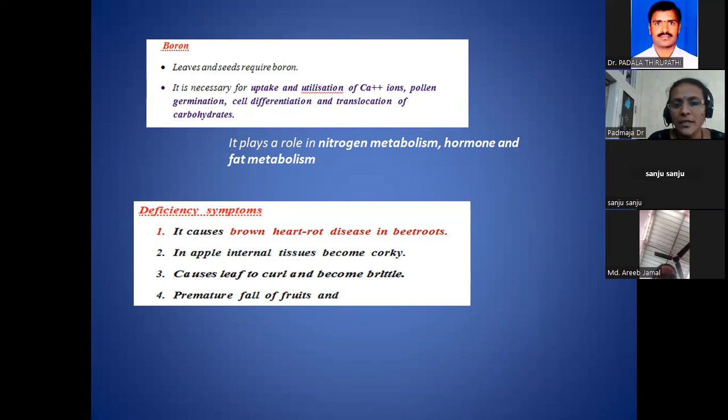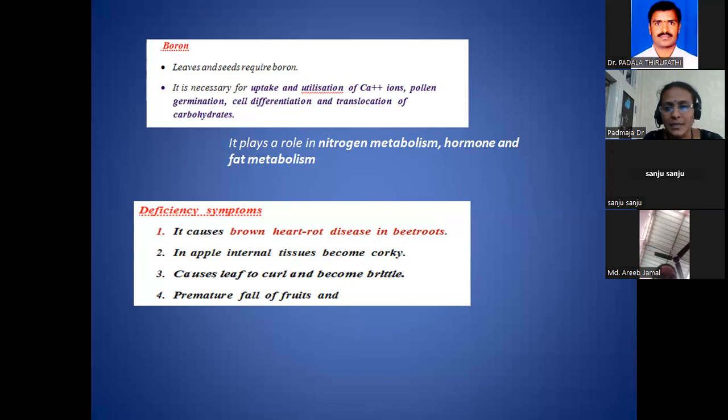You all know that by photosynthesis, carbohydrates are prepared. These carbohydrates are prepared in the leaves. From the leaves, they have to be transported to different parts of the plant, that means from the source to the sink. For the translocation of these carbohydrates, or the food material formed in the leaves, boron plays a very important role in the movement of food materials from the leaves to other parts of the plant. That may be the roots, the buds, the fruits and the flowers. And it plays a role in nitrogen metabolism, hormone, and fat metabolism. What are the deficiency symptoms?